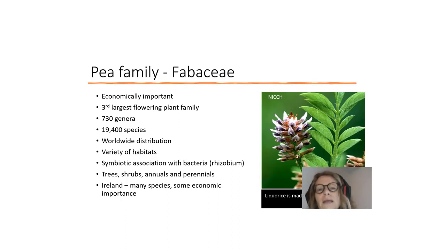Also importantly, a lot of the plants in the pea family can form a symbiotic relationship with bacteria, the rhizobium bacteria, and that can be very important for introducing nitrogen into systems.